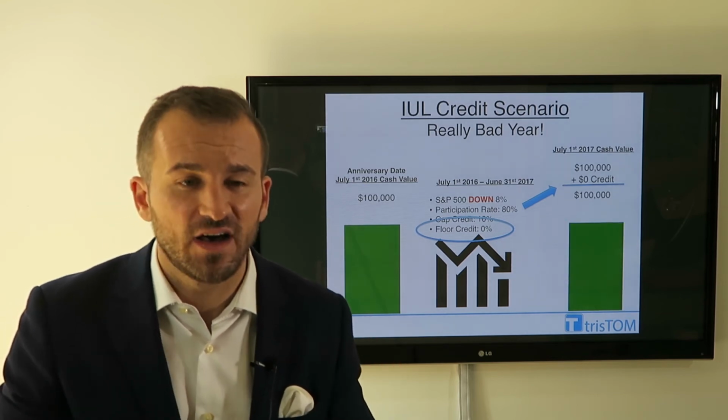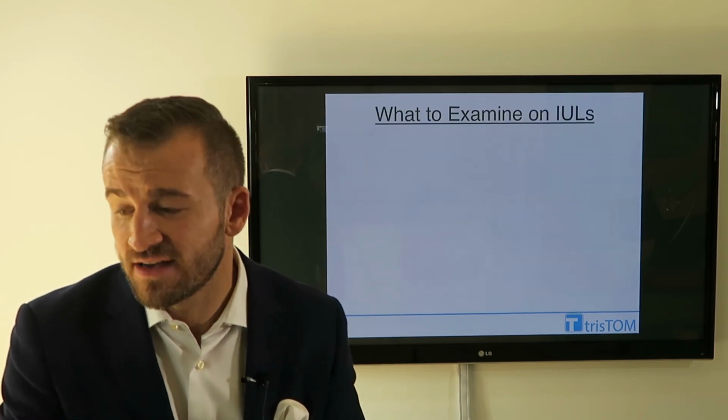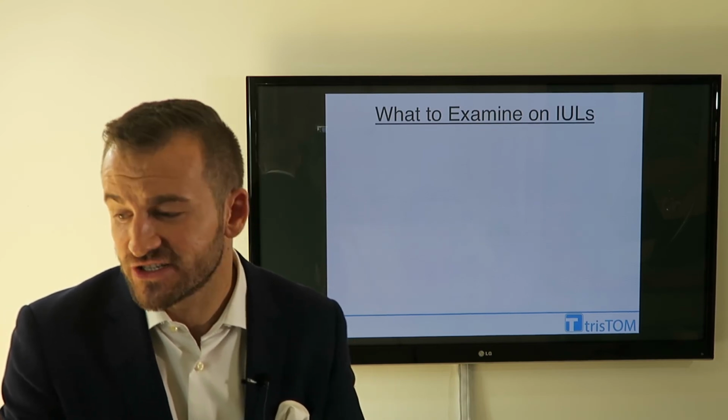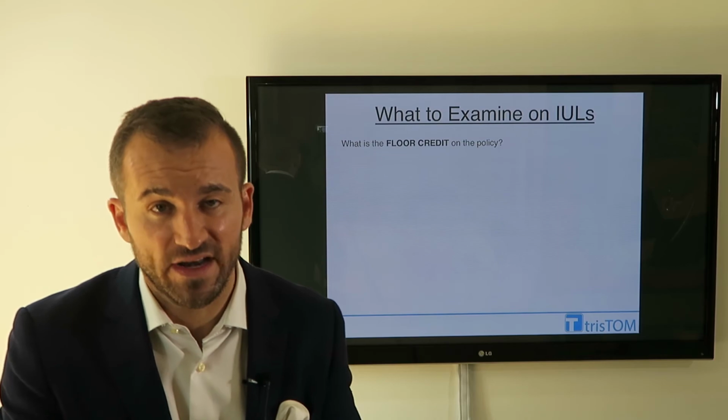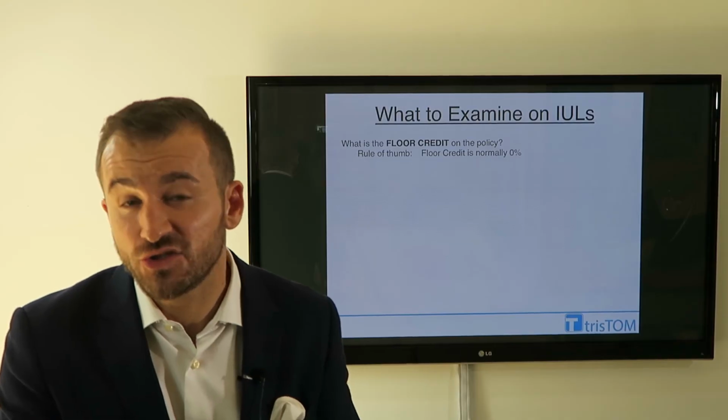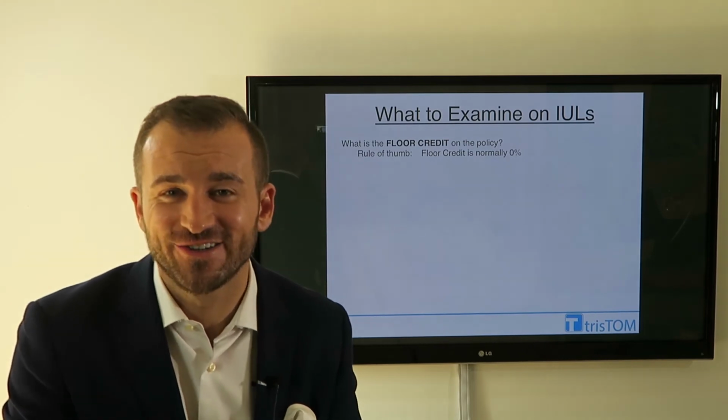So just to re-emphasize all of that, one, when you're looking at the different types of carriers out there, ask yourself first, what is the floor credit on this policy? Now, just as a rule of thumb, the floor credit is usually 0%. If it's lower than 0%, you should be looking at other carriers that are out there.